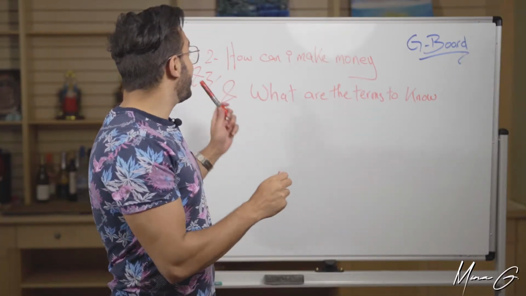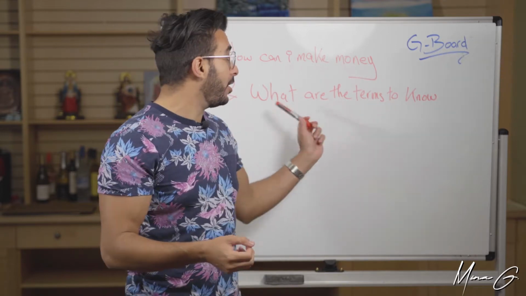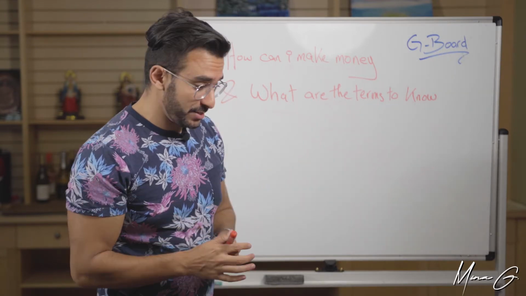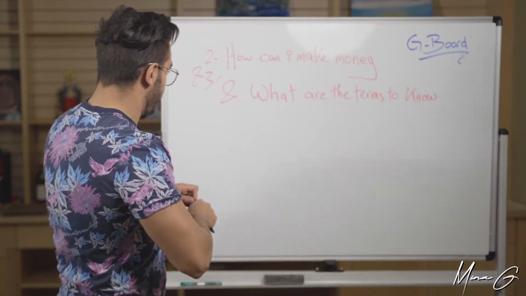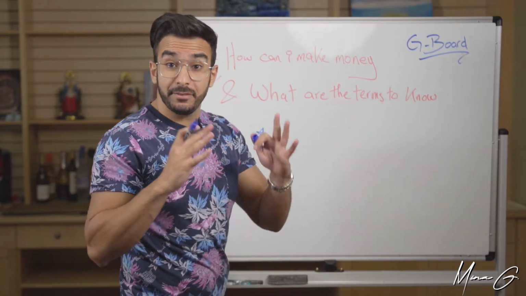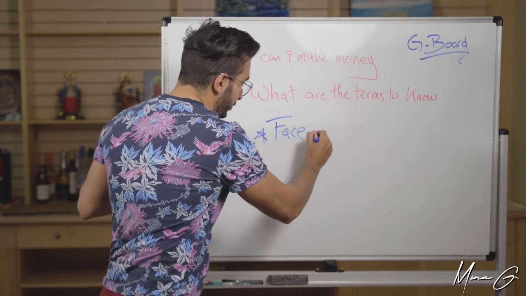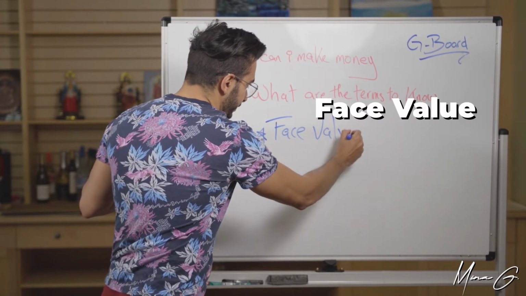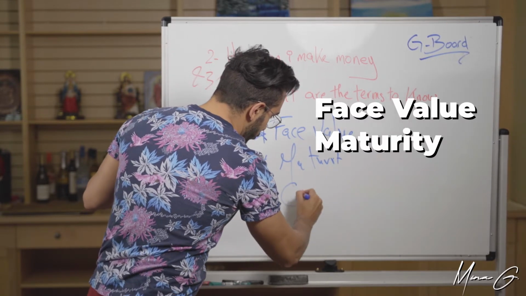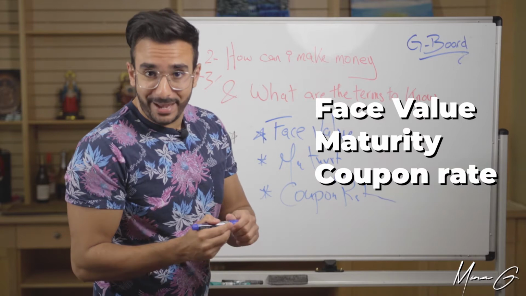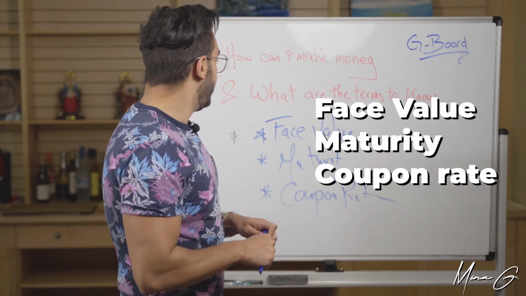Okay, now we're going to talk about how I can make money with bonds. And I'm going to just shove number 3 in there as well: what are the terms to know? I'm too lazy to separate them, but it's easier that way. So let's walk through the terms that we need to know. We have 3 terms, the very basic ones. There's something called face value. Number 2 is maturity. Number 3 is coupon rate. Now, don't pull back on me. These are very simple. They just want to make it sound a little bit more legitimate.